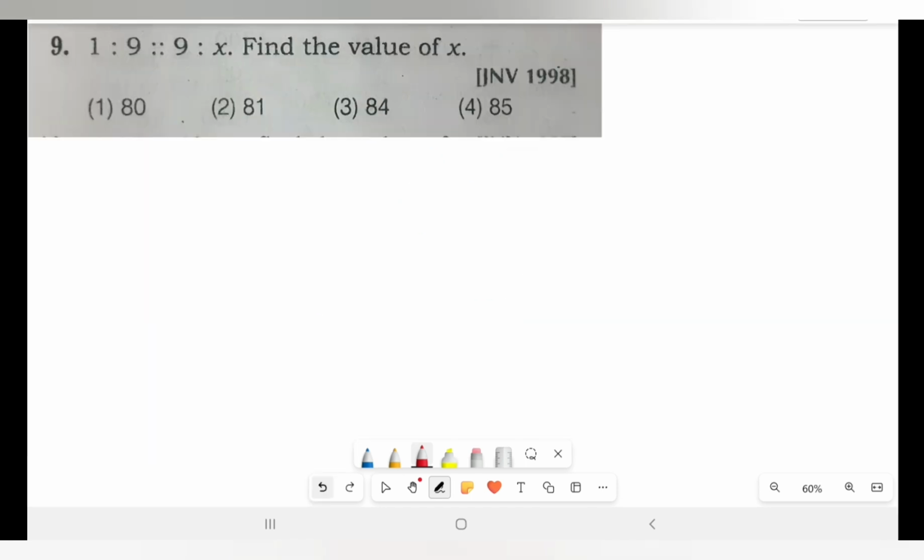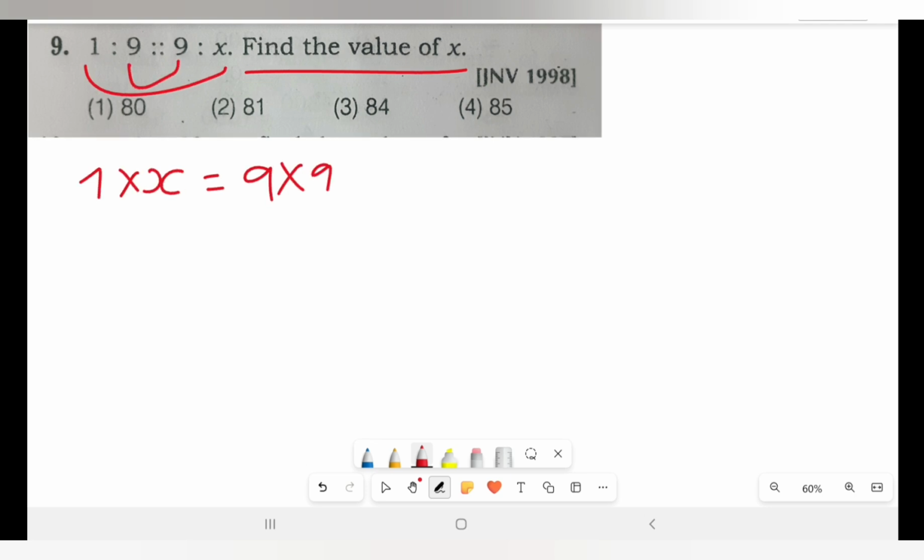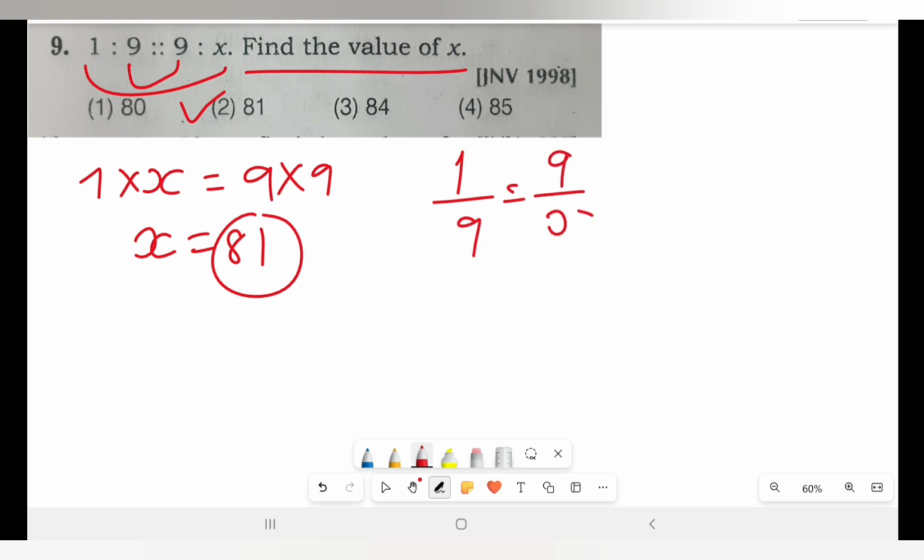Here in this question, find the value of x. So you have to multiply extremes, that is 1 into x is equal to multiply means 9 into 9. So x is equal to 81 is the answer. So second option is the right one. You can also find out like this, 1 divided by 9 is equal to 9 divided by x. So do the cross multiplication, x is equal to 9 into 9. So here this is also 81. Okay.